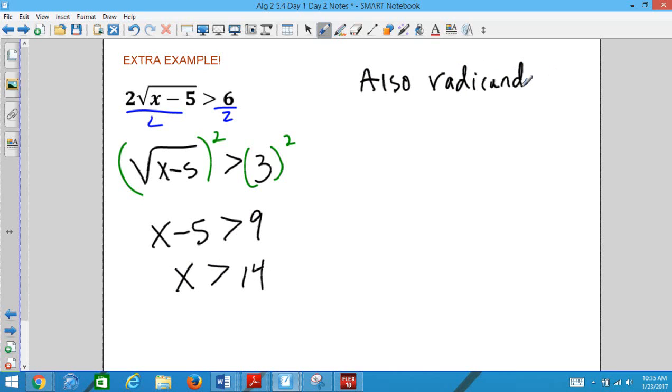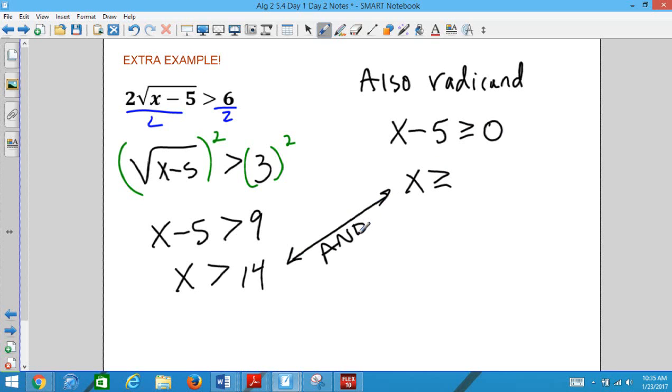We also need to look at the radicand. What is the radicand? X minus 5. So we have to say x minus 5 has to be greater than or equal to 0. Otherwise, you can't take the square root of it. So x also has to be greater than or equal to 5.